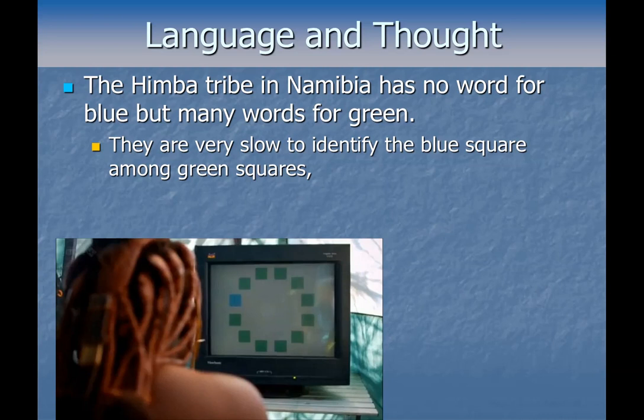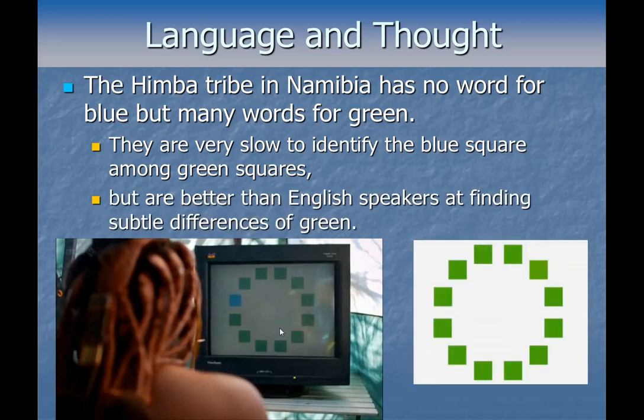Turns out that people from this tribe, when they're tested, are very slow. I mean, when I say that, I mean slower than those from other cultures, those with other languages. These people are slow to identify, say, a blue square when it's the odd one out among a lot of green squares. They're a lot slower than, say, English speakers to do that task. And yet they're better than English speakers if it comes to finding subtle differences of green, finding a green that is different from all the other greens that are all the same color.